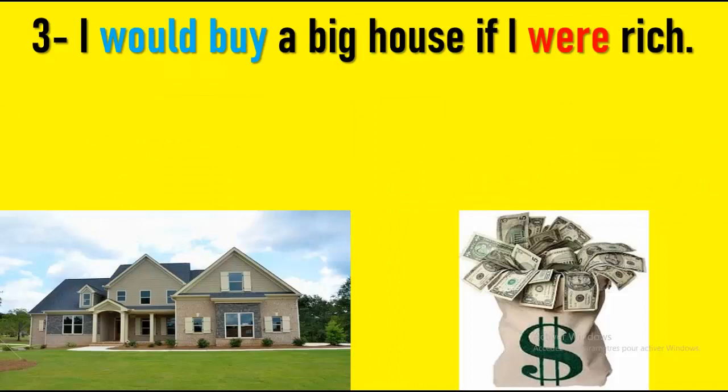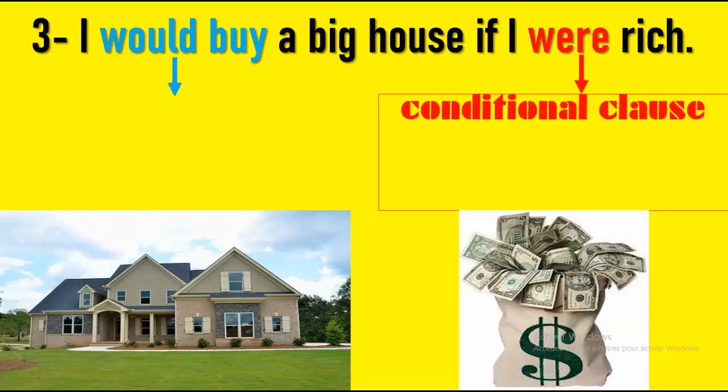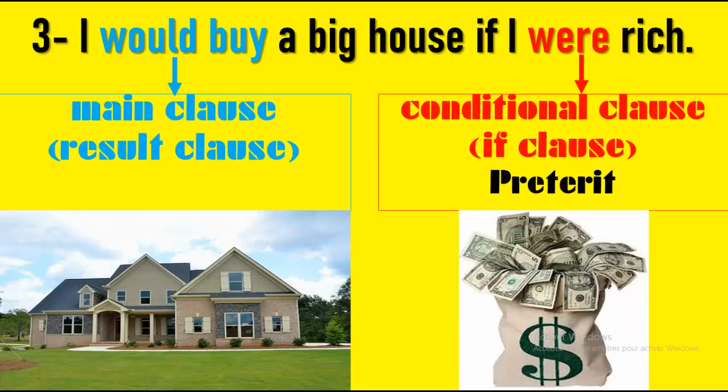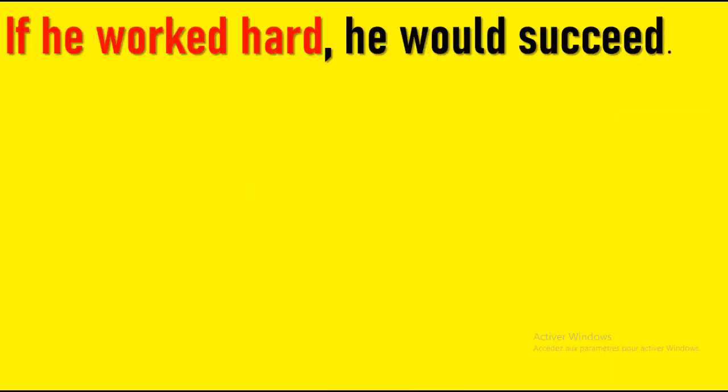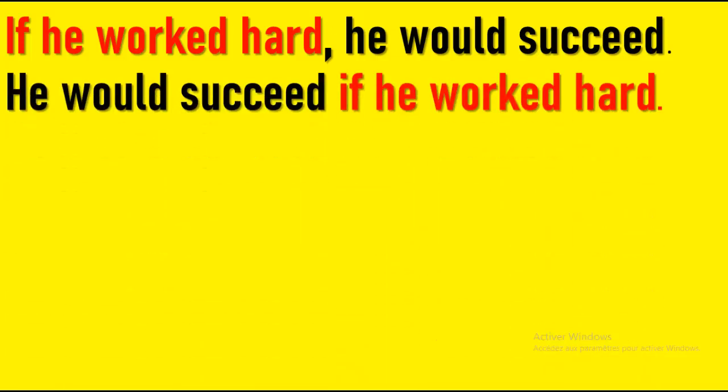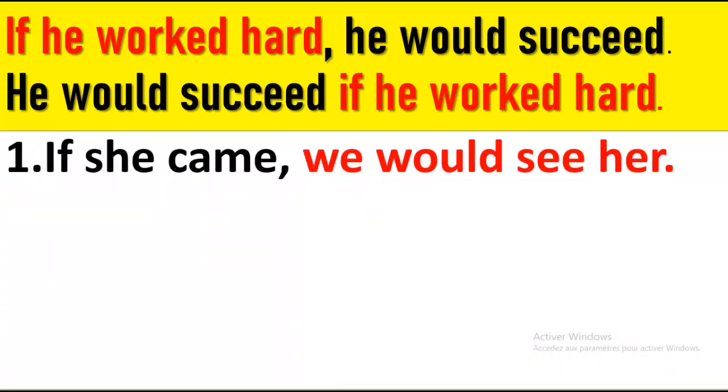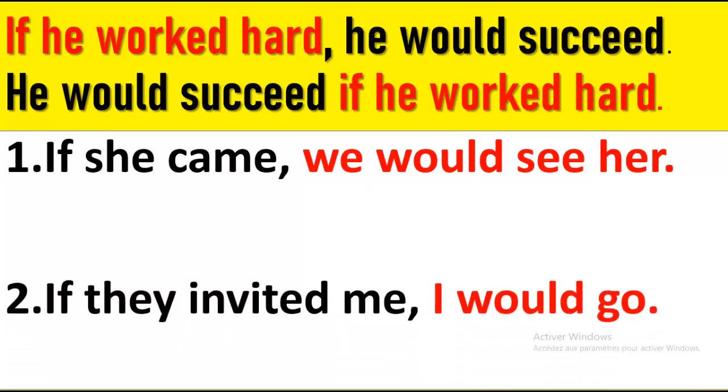Example number 3: the sentence can also start with a result clause. I would buy a big house if I were rich. There is no comma here because we start with the main clause. If he worked hard, he would succeed, or he would succeed if he worked hard, with no comma in the second sentence. If she came, we would see her. Conditional 2.